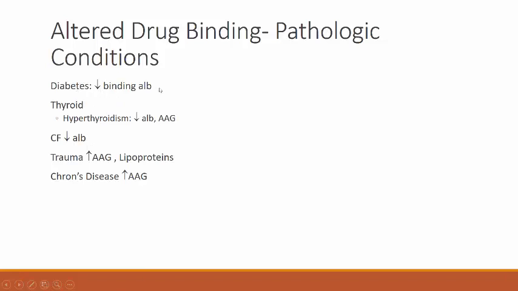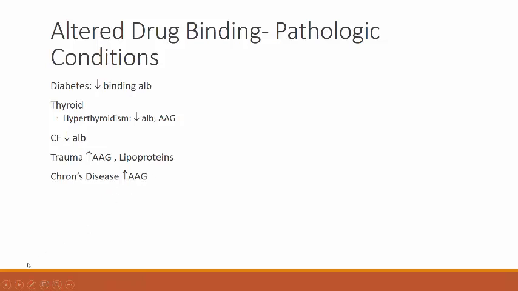In diabetes, you have a decrease in your ability to bind with albumin. Thyroid, specifically hyperthyroidism, you clear these proteins a lot more quickly. Hyperthyroidism is a hypermetabolic state. In cystic fibrosis, you see less albumin. In trauma, of course, you're going to see an increase in AAG. You also see an increase in lipoproteins. I'm not sure why.